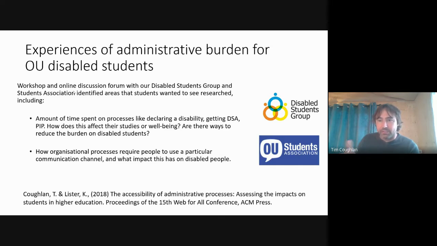And people were saying, look, this is a huge burden on us. And it's a thing that makes things inequitable because other students don't have to do all this. It's taking all our time. So they wanted us to look into that.